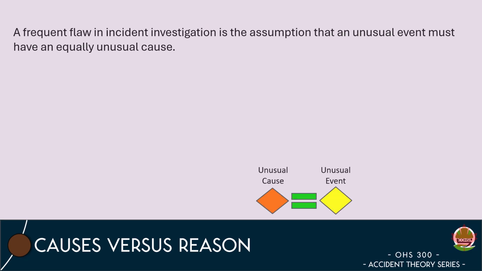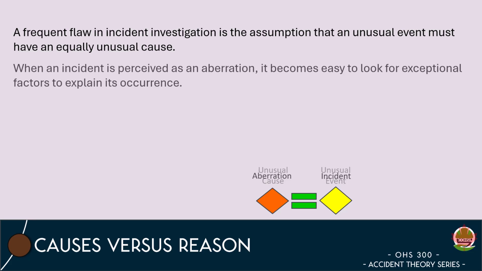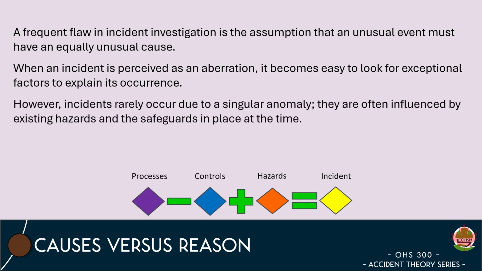A frequent flaw in logic when investigating incidents is the assumption that an unusual event must have an equally unusual cause. If an incident is perceived as an aberration, it becomes easy to search for exceptional factors to explain why it occurred. However, incidents rarely happen due to a singular anomaly. Rather, they are one of several possible outcomes influenced by existing hazards and the safeguards in place at the time.